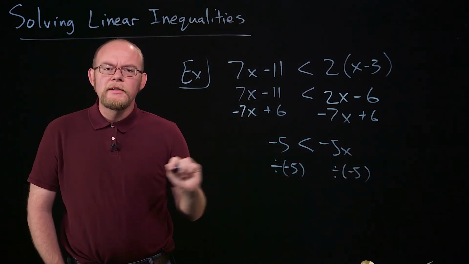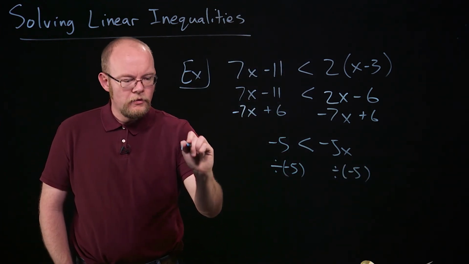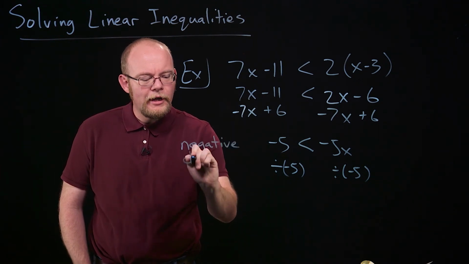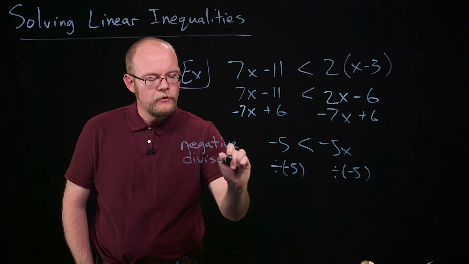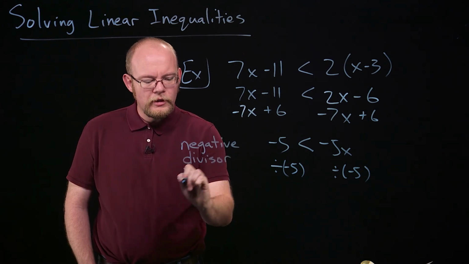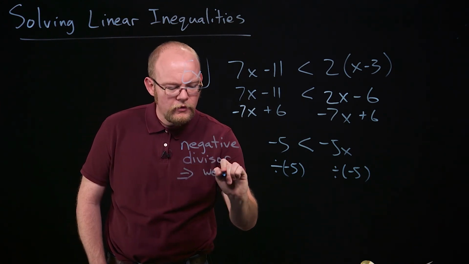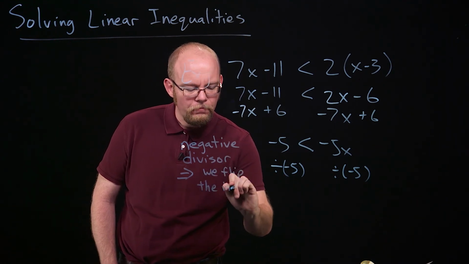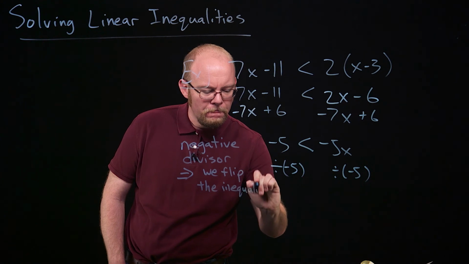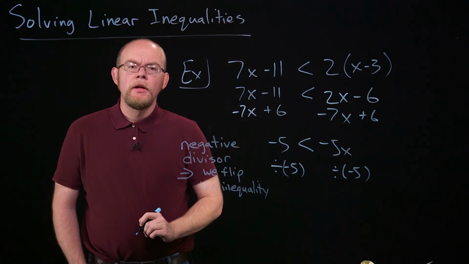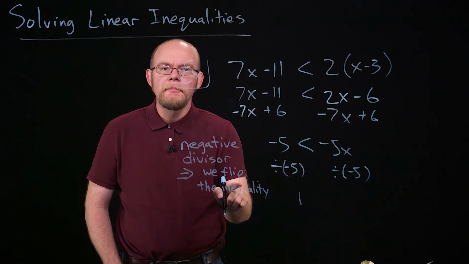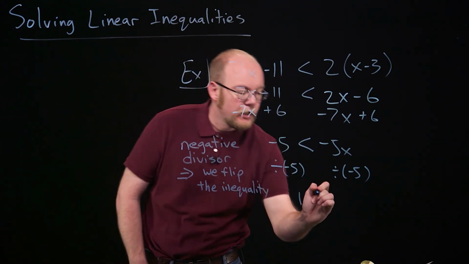And if we notice, this number is negative. So if we have a negative divisor, what that means is we flip the inequality. And if we do that, negative 5 divided by negative 5 is 1. We need to flip the inequality because this is negative, so we're going to have 1.